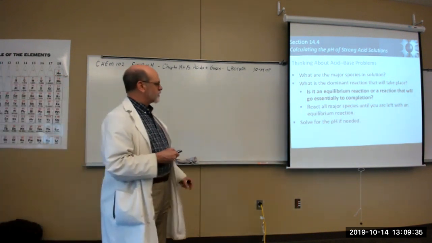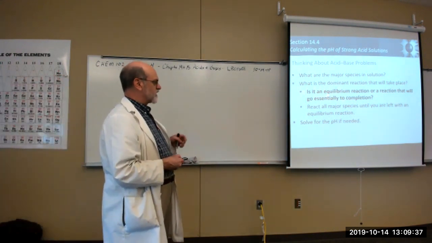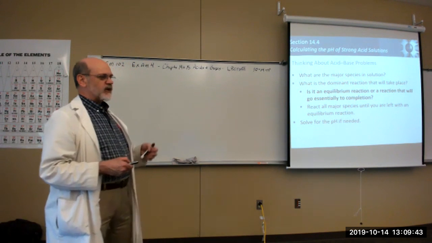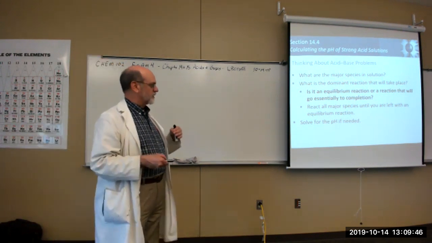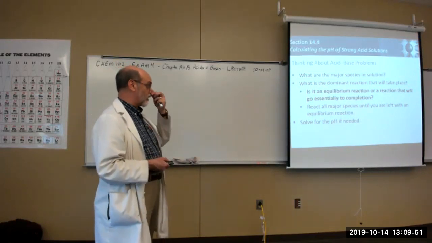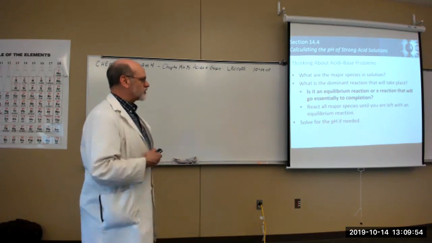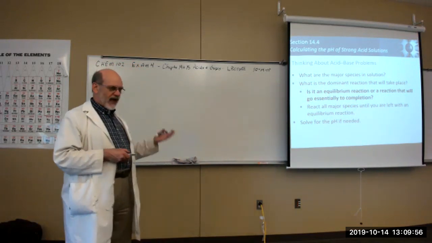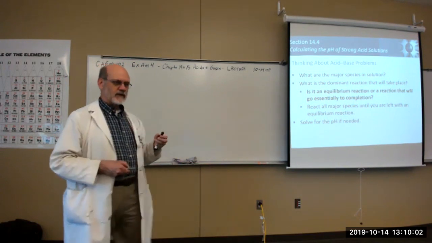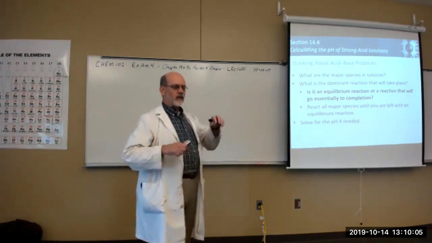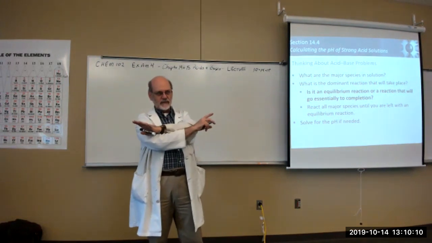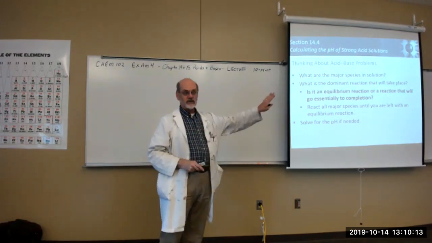Eventually you'll whittle them down to major species that actually do undergo some sort of reaction with one another. Then you have to decide which one of the reactions is dominant. And we'll go through that and give you some hints on how to figure that out. Once you've decided the potential reactions that can take place and which ones are dominant, then you ask yourself, is this reaction one that's going to establish an equilibrium between products and reactants? Or is it one that's essentially going to go to completion?